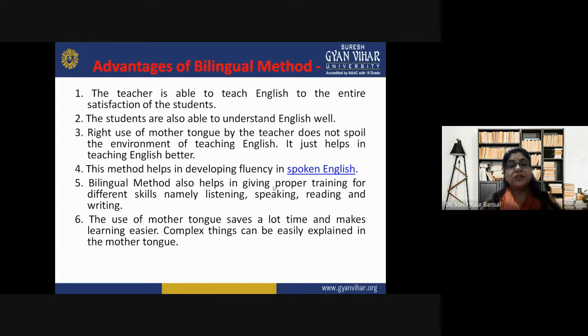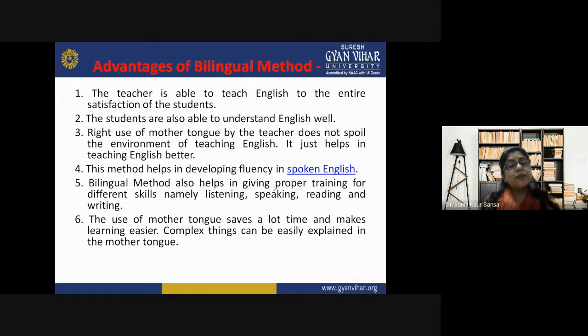Many advantages have been given by many scholars for the bilingual method. And of course, it is being taught in Indian classrooms and the students are actually very comfortable with this method. They are understanding the target language as well as keeping alive their vocabulary in the mother tongue also. So, firstly, we will see that the teacher is able to teach English to the entire satisfaction of the students.